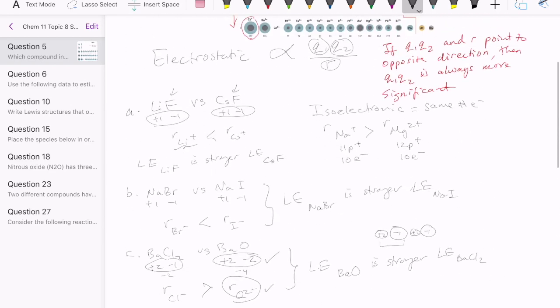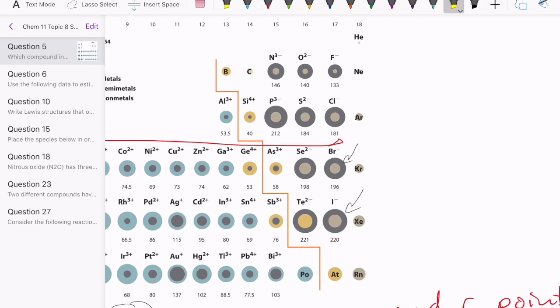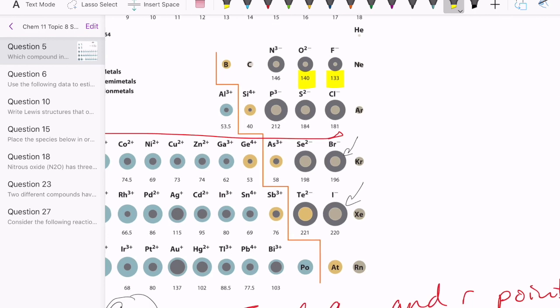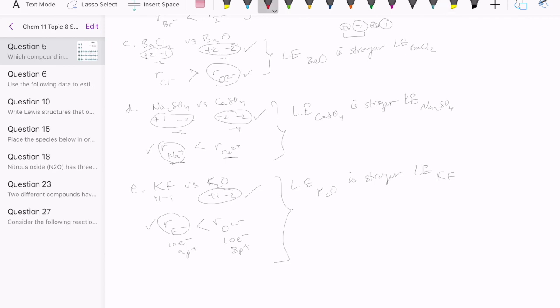Okay? And if you actually go ahead and compare the sizes of F- versus O2-, O2- is 140, F- is 133. So it's true in this case that F- is smaller than O2-. However, the size difference is really minimal. In fact, they're almost the same in terms of size. So having a -2 in one of these versus a -1 in the other one, clearly the -2 would dominate a lot more. Okay.